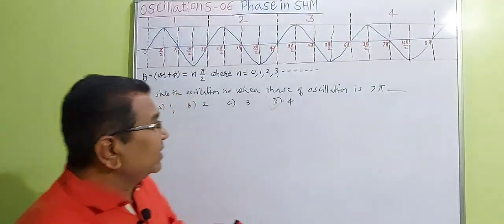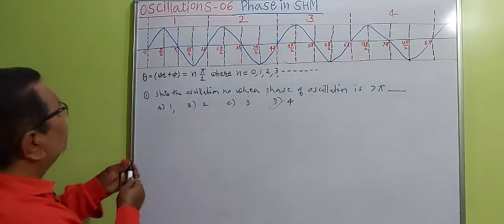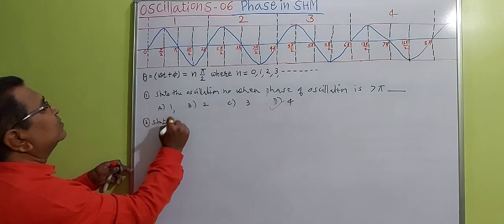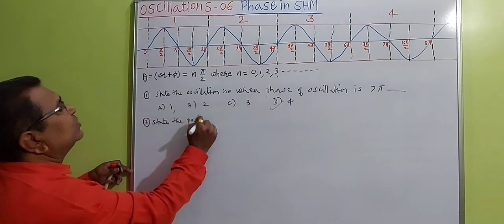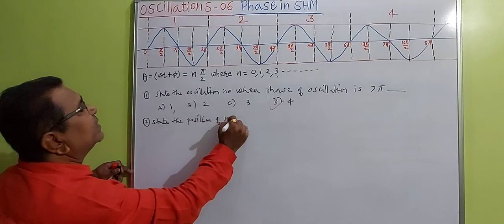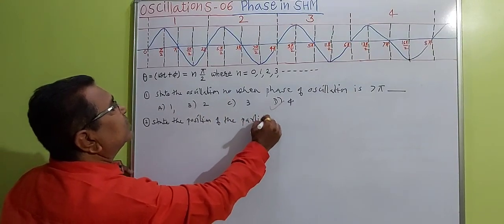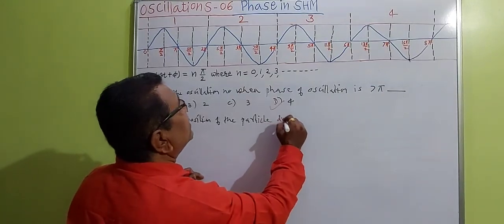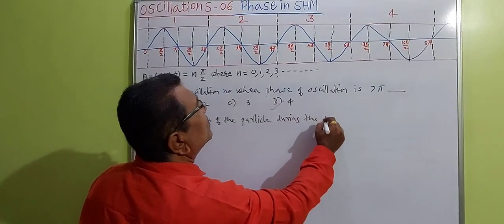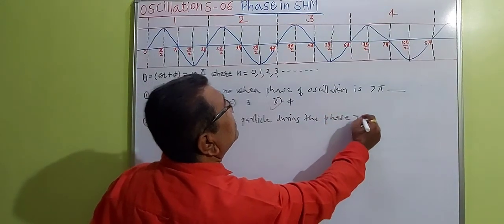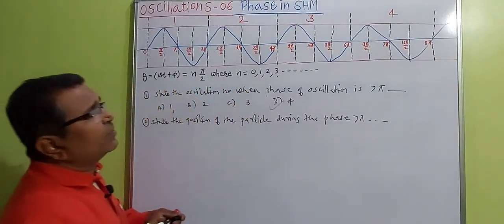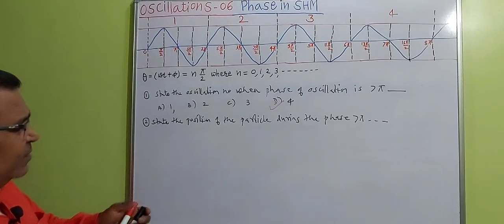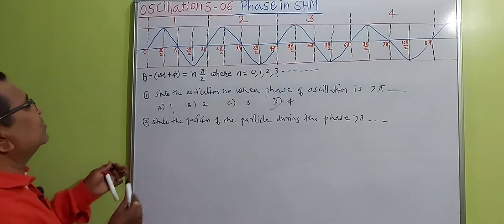Then again, the next question we will prepare for the same. We will write here: state the position of the particle during the phase 7 pi. Same question I will prepare. State the position of the particle during the phase 7 pi, and the options are like this.